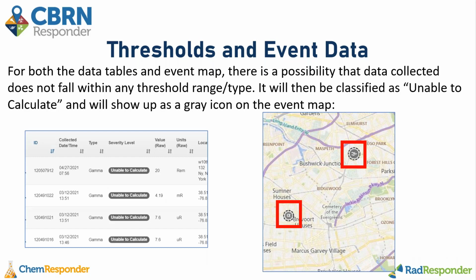It is possible on both the data tables and event map that the data collected does not fall within any threshold range or type. It will then be classified as unable to calculate and will show up as a gray icon on the event map and as the unable to calculate gray wording under severity level in the data tables.